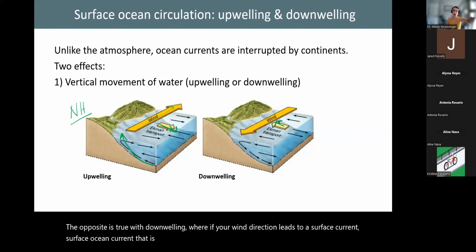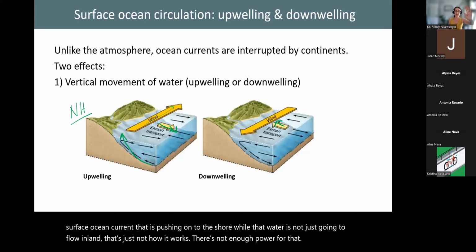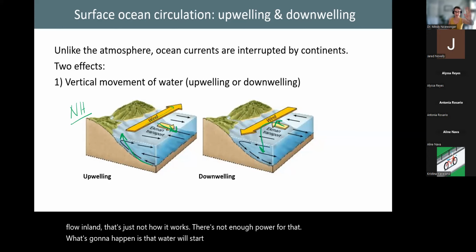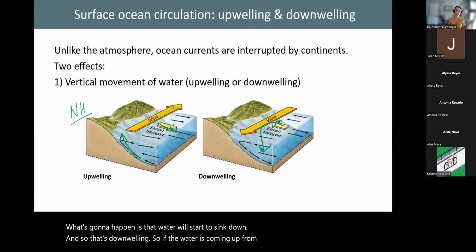The opposite is true with downwelling, where if your wind direction leads to a surface ocean current that is pushing onto the shore, well, that water is not just going to flow inland. That's just not how it works. There's not enough power for that. What's going to happen is that water will start to sink down. And so that's downwelling. So if the water is coming up from deeper, upwelling. If it's sinking down, downwelling.